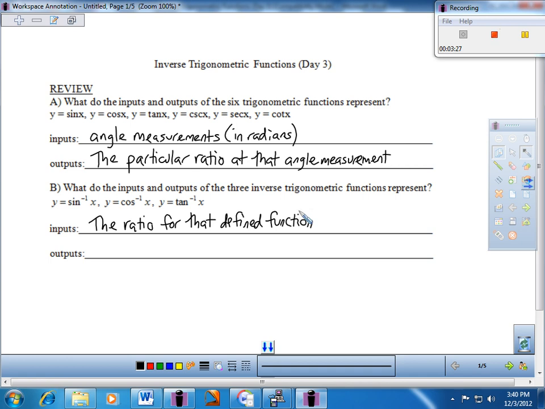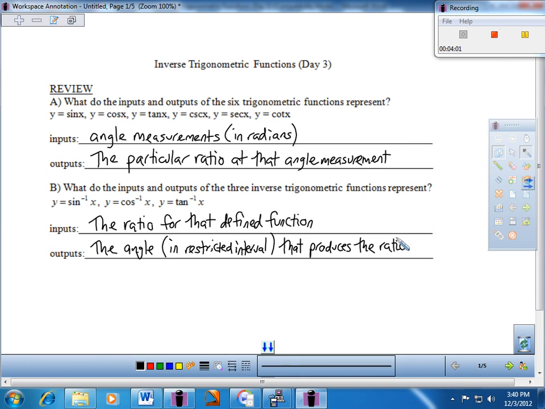And then here's where we have to be a little careful. The outputs represent the angle. And here's where we need to be especially careful. In the restricted interval, everybody, and we'll go over that piece in just a little bit, in the restricted interval that produces the ratio. Okay, so again, being the inverses, they switch notions. The input is the ratio, and the output is the angle.